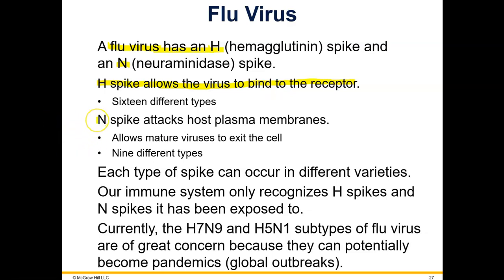And then the N spike attacks the host plasma membrane, which allows viruses that are already mature to exit the cell. And there are 9 different N spikes. So you basically name the flu virus by the type of H and N spikes. So like you could have H5N1, H15N9, and here's H7N9 and H5N1.